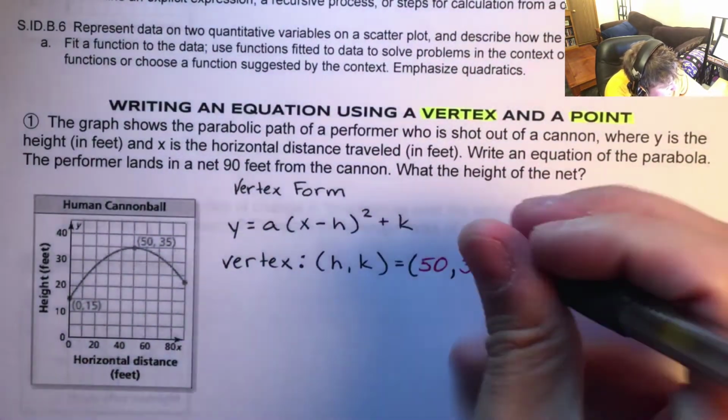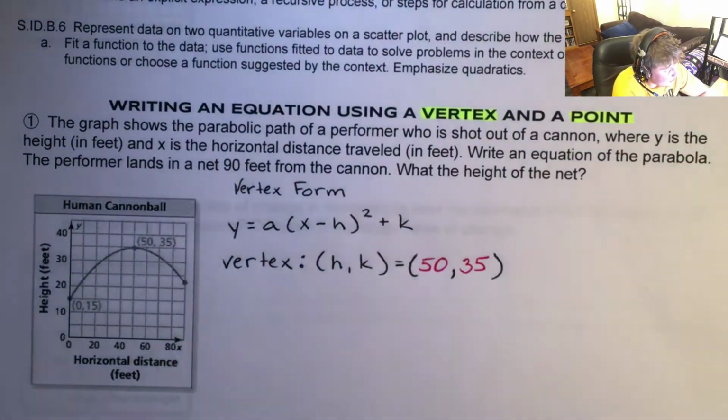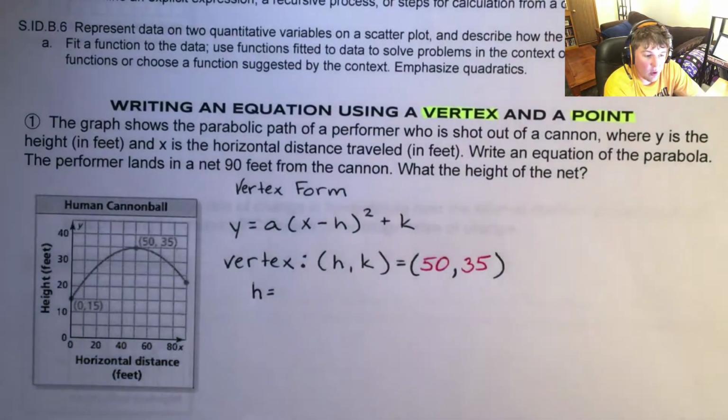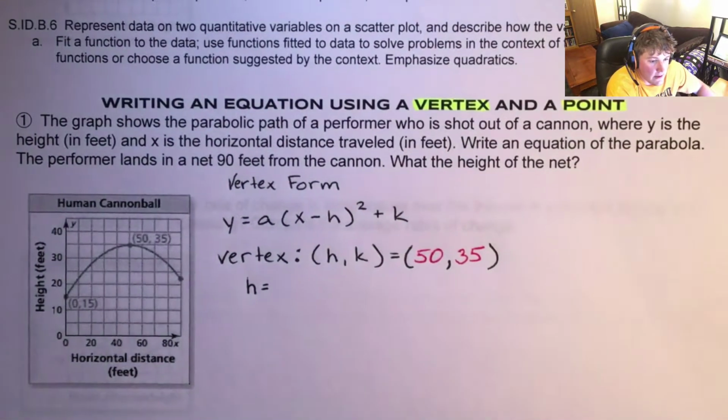So this tells me a bunch of information, right? It tells me what h is equal to. Think to yourself, what is my h value? It's 50.